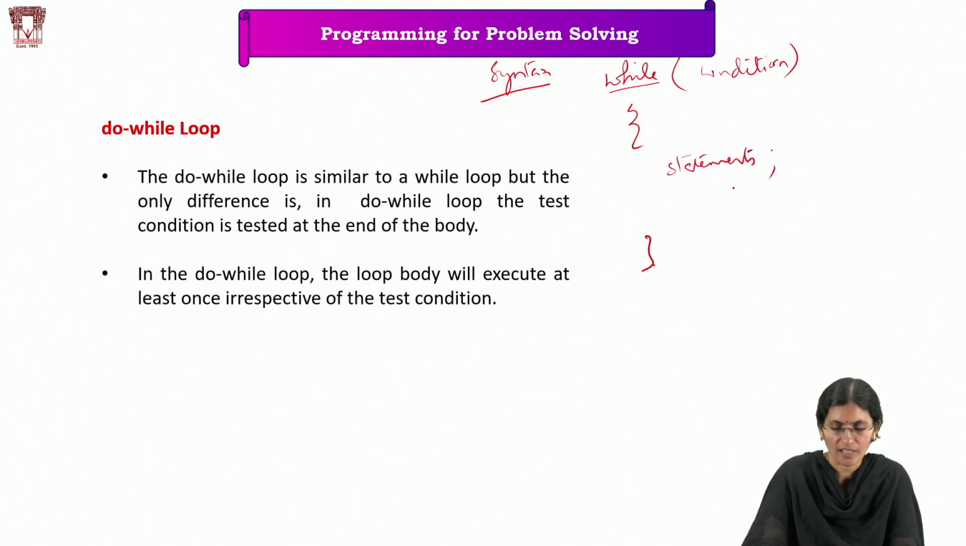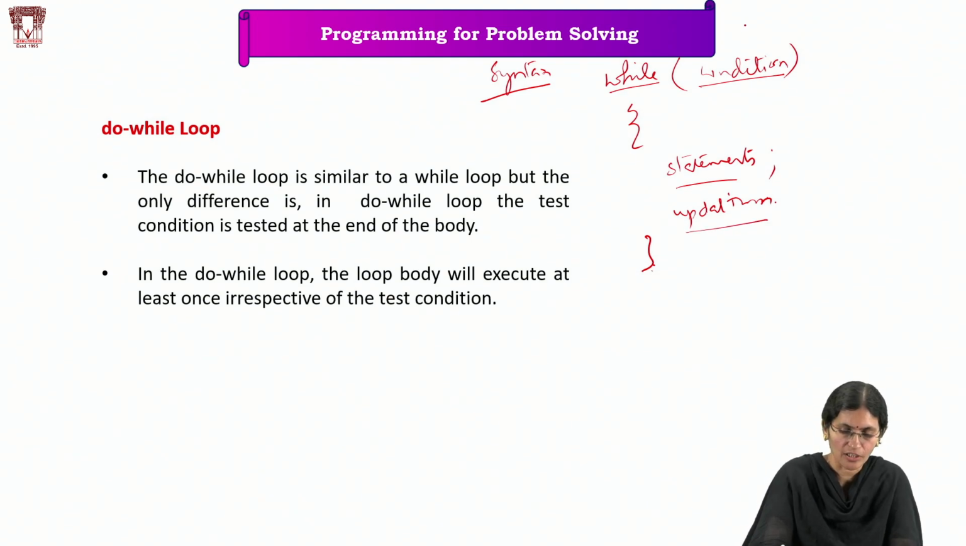Here the statements can be a single line statement or a number of statements which are to be executed, and here itself we write the update expression also. So this is the syntax of the while loop, followed by the condition, and inside the statements we write the update expression. The initialization we do before the start of the while loop itself. The same program we can write with the help of a while loop to print the numbers from 1 to 10.